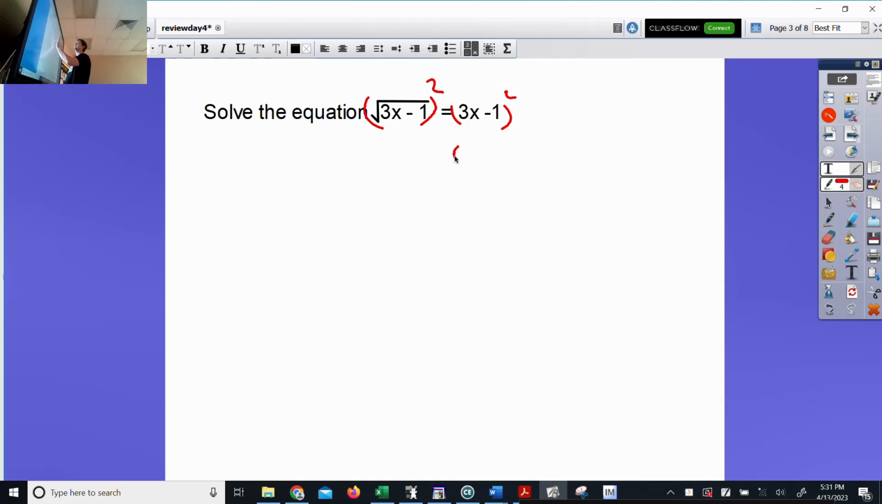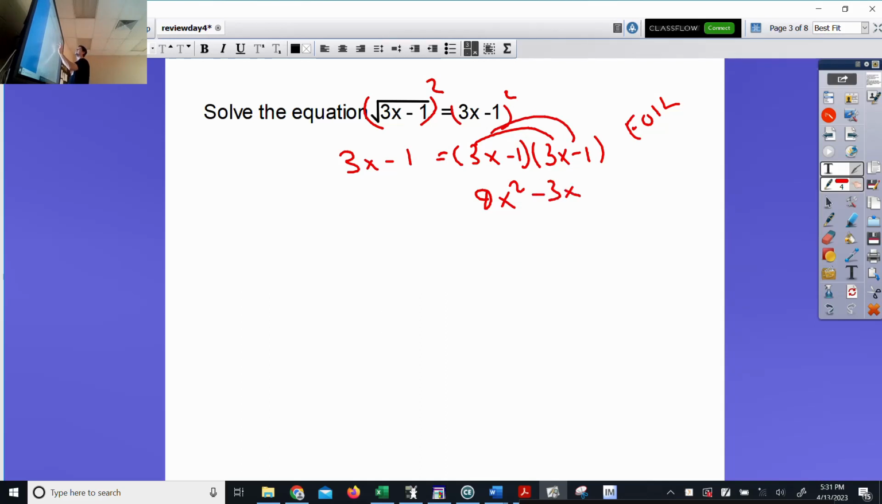You square something by writing it twice. When you square a square root, you get the contents inside. Here, you would FOIL. 3x times 3x is 9x squared, minus a 3x, minus another 3x, plus a 1. We still have the 3x minus 1 on the left.